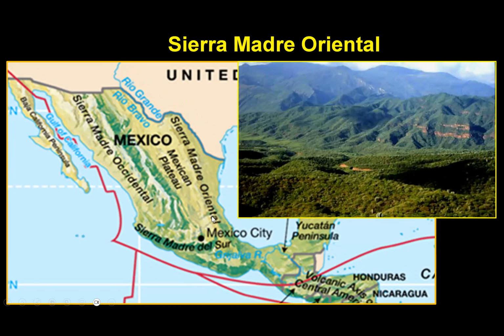And then on the eastern side, we have the Sierra Madre Oriental, the eastern Sierra Madres. And these ones have much more vegetation because you have moisture coming in from the Gulf of Mexico that comes up and creates more precipitation. And so you have a little bit more of a lush vegetation.